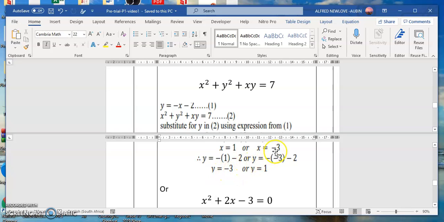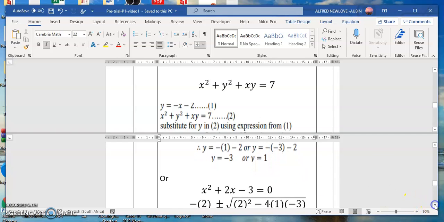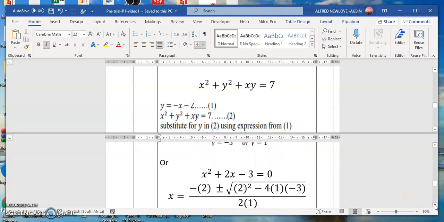Then the other one, we are going to substitute minus 3 for x. So this is our minus. Then we are going to have minus 3, then minus 2. When you simplify this, you are going to get 1. Another way of answering the same question is using the quadratic formula.